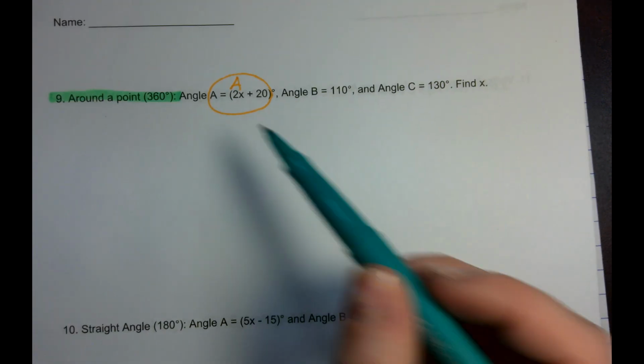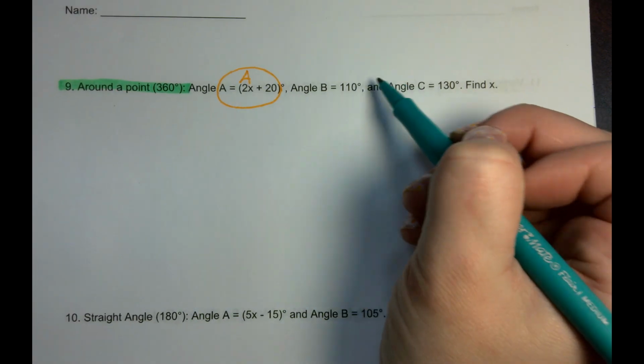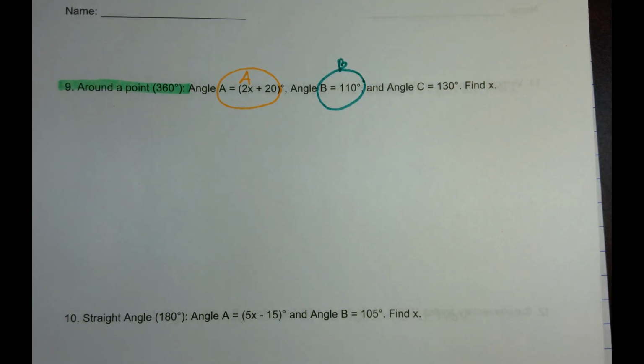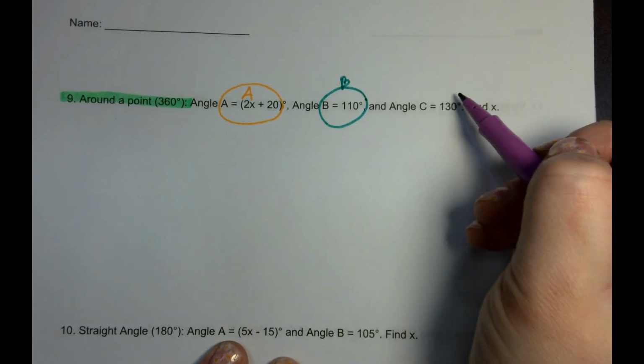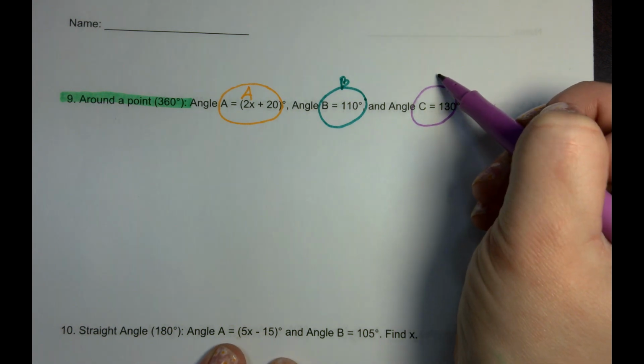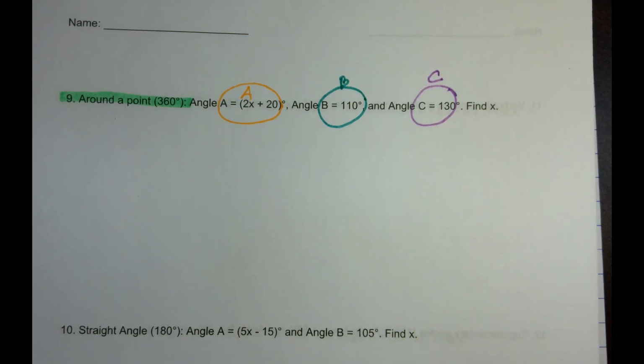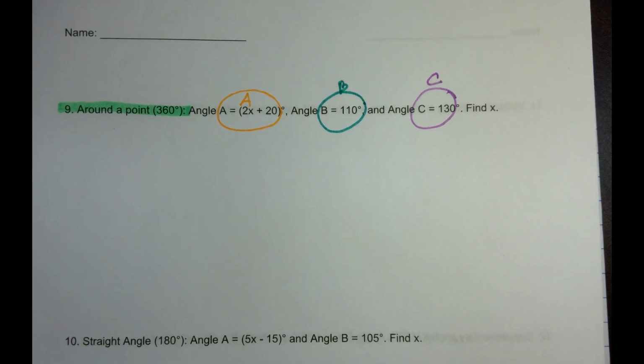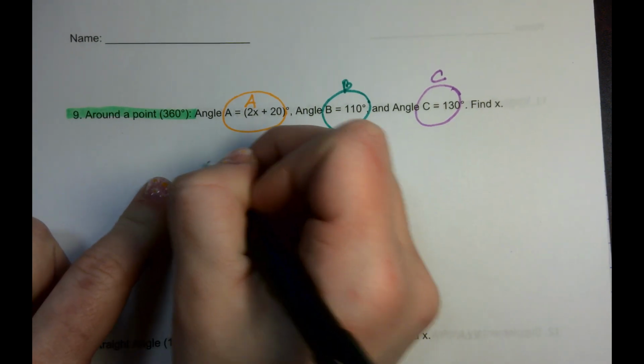Is this too much? All right, so I've got angle A, 2x plus 20. Angle B, 110. Looks like a heart. And angle C, 130. If you think you know what the equation should be, tell me. 130 plus 110 plus 20 plus 2x.